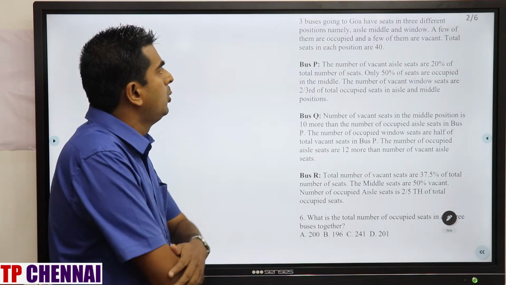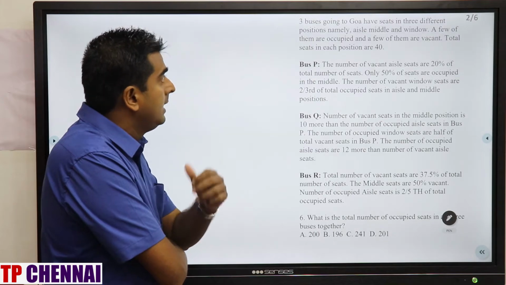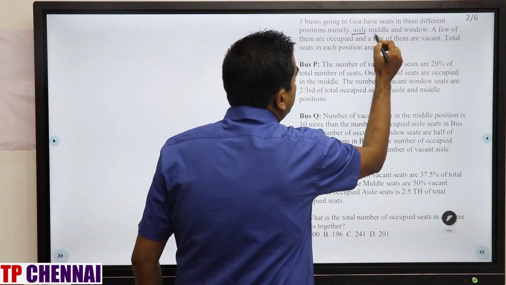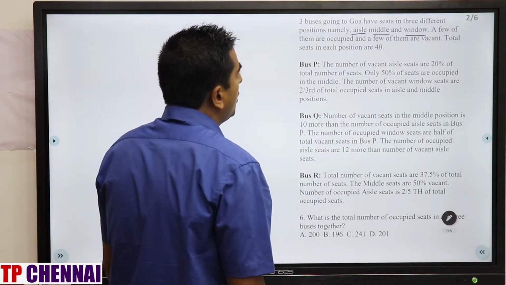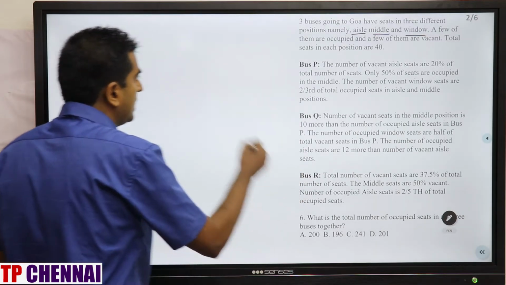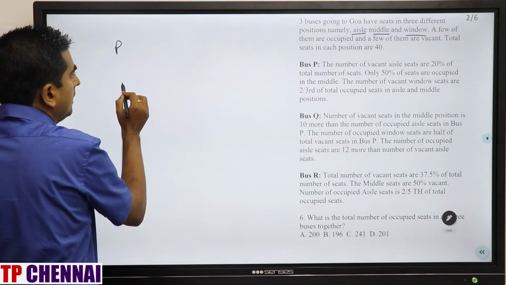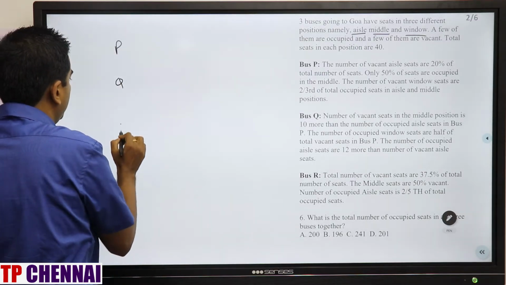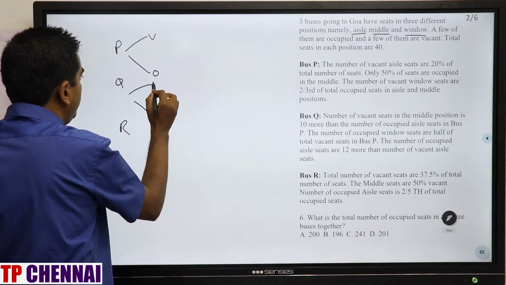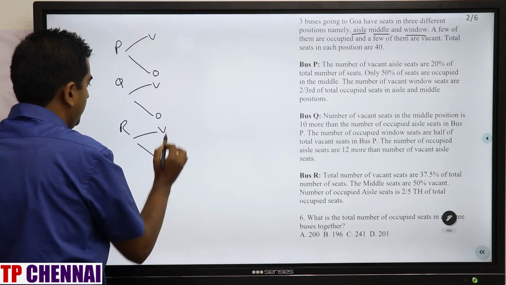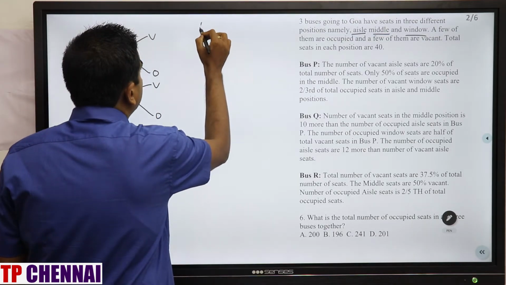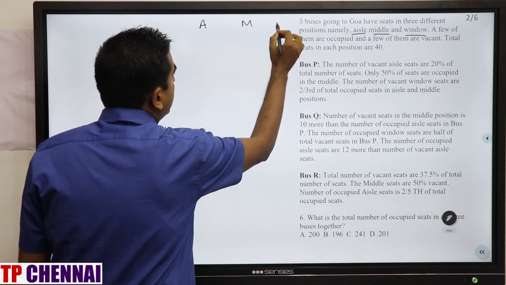3 buses going to Goa have seats in 3 different positions, namely aisle, middle and window. A few of them are occupied and a few of them are vacant. Total number of seats in each position are 40. So 3 buses they are talking about: P, Q, R. In each you are having vacant, occupied. And 3 seats are there, I am writing them as aisle, middle and then window.